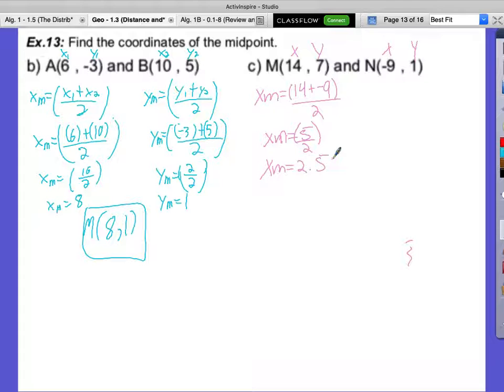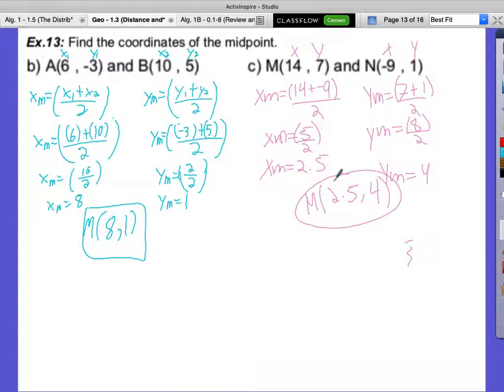And then you do the same thing on the other side, except it's y. And then you take 7 plus 1 divided by 2. So you get 8 divided by 2, which is 4. So ym equals 4. And then you plug it into the points. So then it's 2.5 and 4. And that is M. Good stuff. Any questions for Grace?